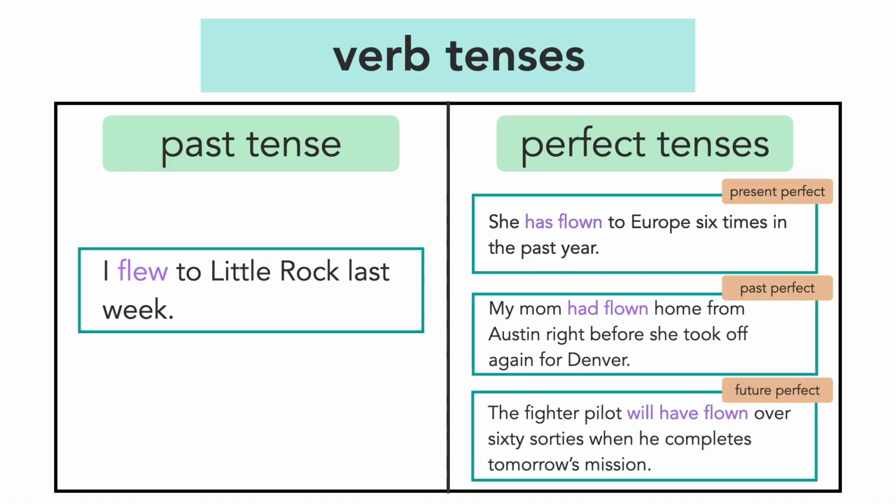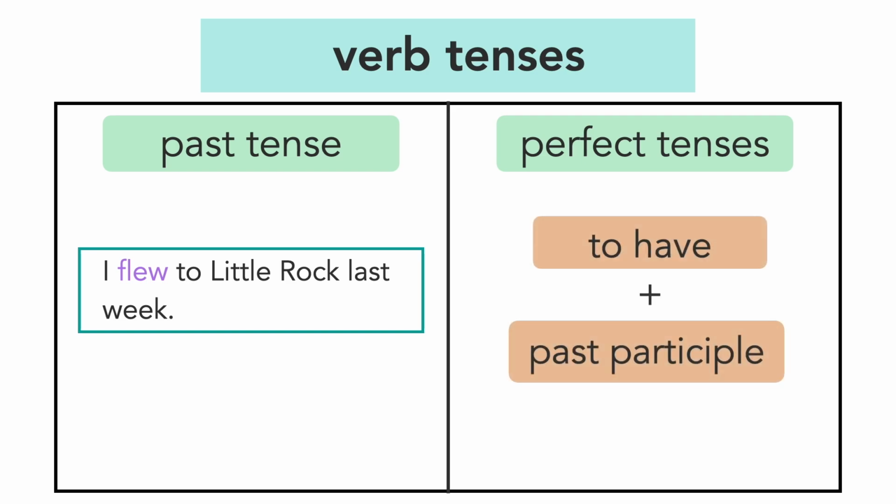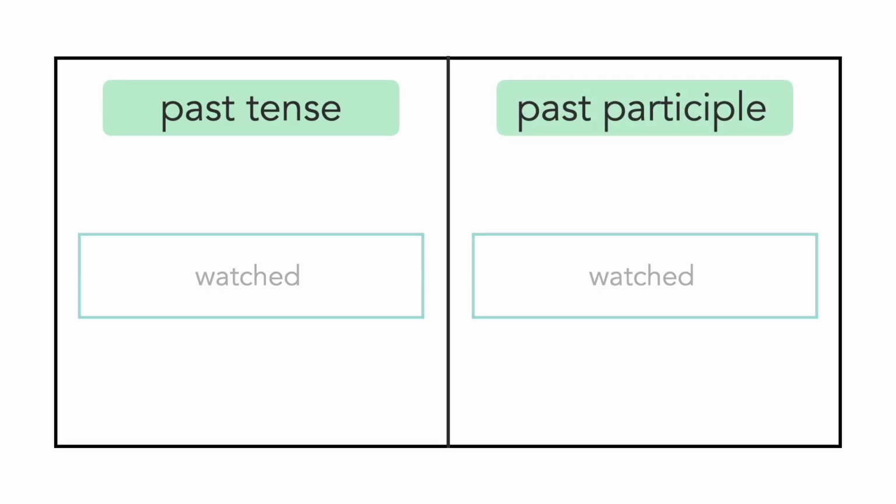Notice that each of these perfect tenses appears in the form of a verb phrase: has flown, had flown, and will have flown. The verb phrase includes a form of the helping verb to have, followed by the past participle of the verb, which in this case is flown. So you know you're dealing with the perfect tenses if you see a form of to have followed by the past participle.